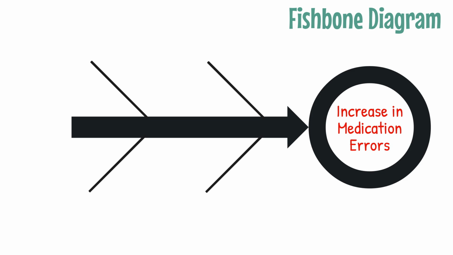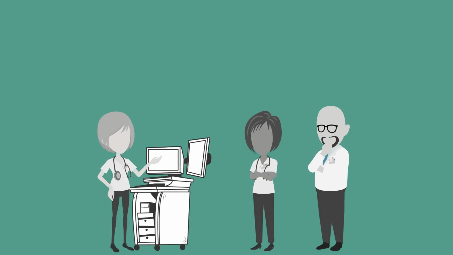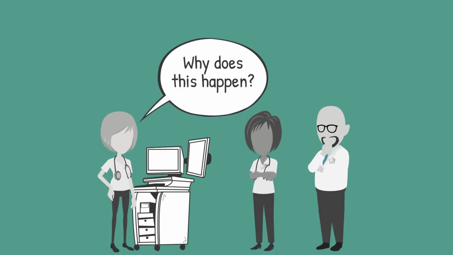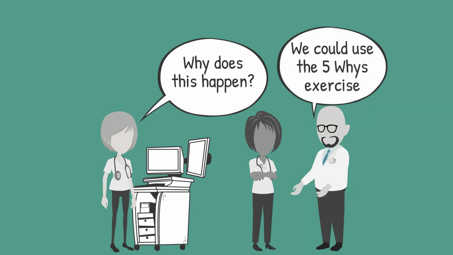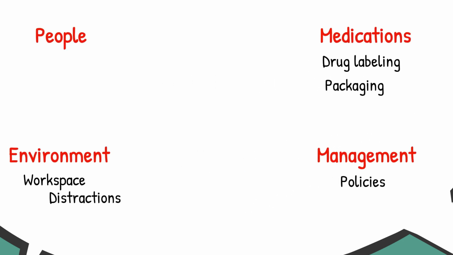Your team decides on the following categories: people, medications, environment, management. Next, your team brainstorms the possible causes of the problem by asking, why does this happen? The 5 whys exercise may help your team brainstorm at this stage. As your team begins determining possible causes, you place them in the category they are most related to.